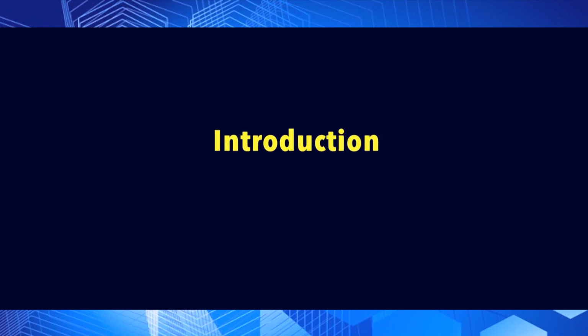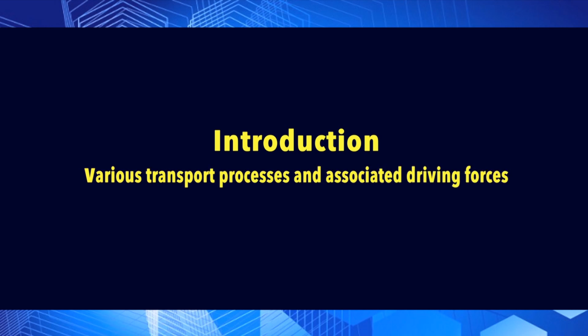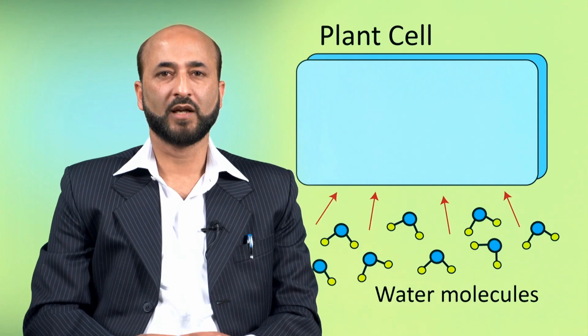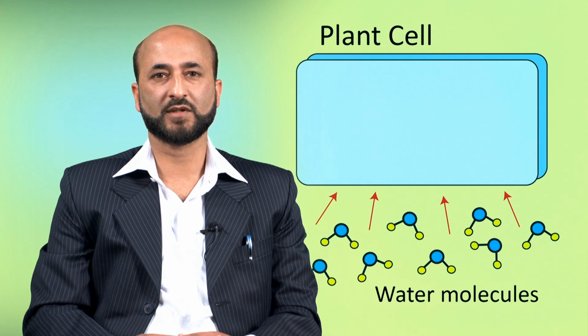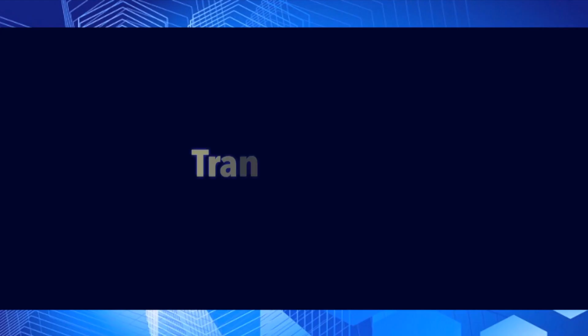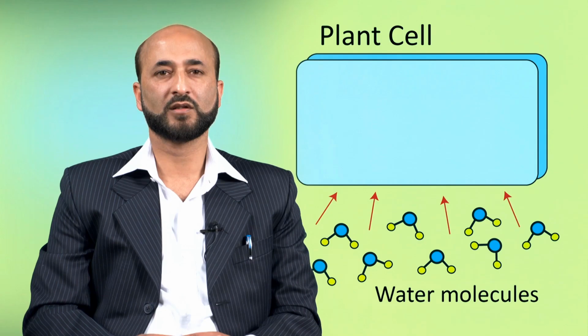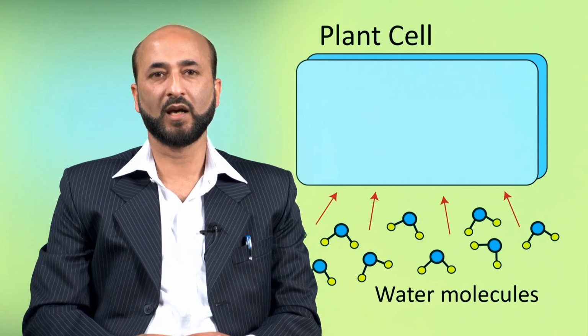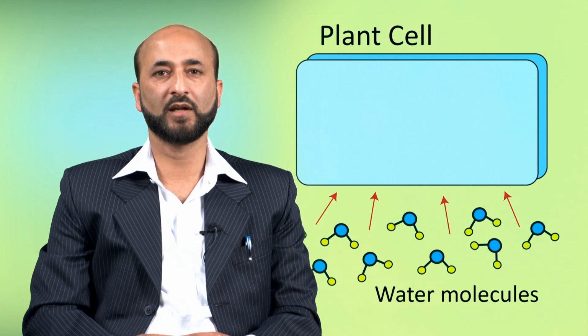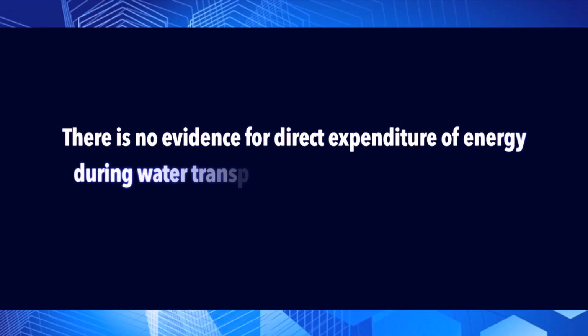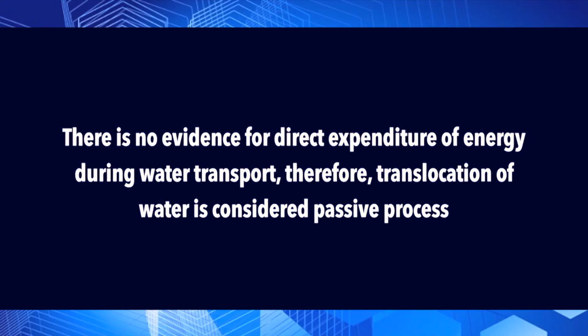First, let me give a brief introduction about various transport processes and their associated driving forces. We know that movement or transport of substances from one region to another is called translocation. Translocation may occur either by active or passive processes, depending on whether metabolic energy is used or not. There is no evidence for the direct expenditure of energy during water transport. Therefore, the translocation of water is considered a passive process.